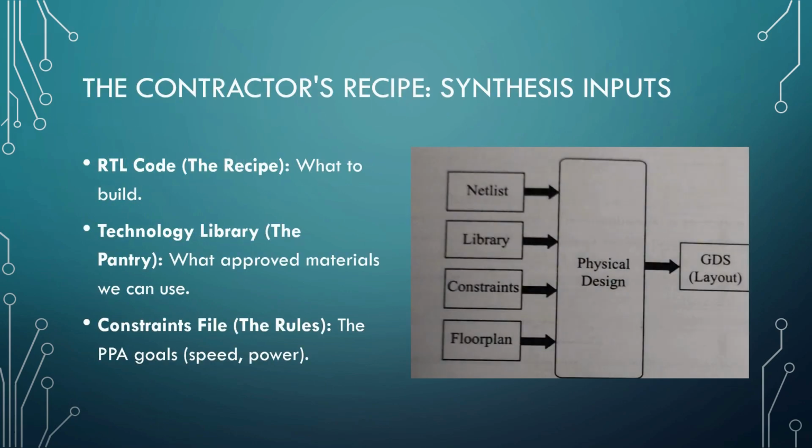Now, this synthesis contractor needs three inputs to do its job, just like a recipe. First, RTL code. This is our recipe. It tells the tools exactly what to build. Second is the technology library. This is the pantry. It's a file from the chip factory that lists all approved standard cells, or ingredients, that we are allowed to use. Third, the constraint files. These are the rules. These files are our PPA goals, telling the tool how fast the chip needs to be and how much power it is allowed to consume.